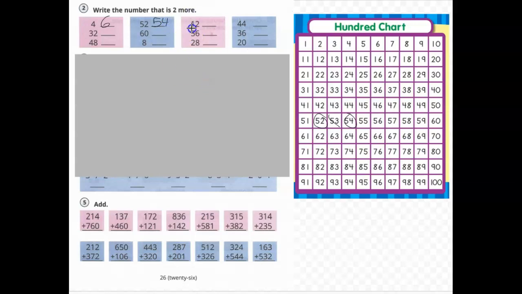Okay? Or maybe you know your twos. And so you can just go, I know my twos. I know my twos are 2, 4, 6, 8, 10, 12, 14, 16, 18, 20. So if you know your twos already and you're at the number 12, then you know my next 2 is 14. So there's 3 different ways you can do this section based on what you know.